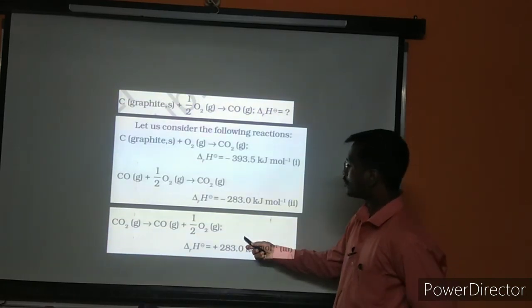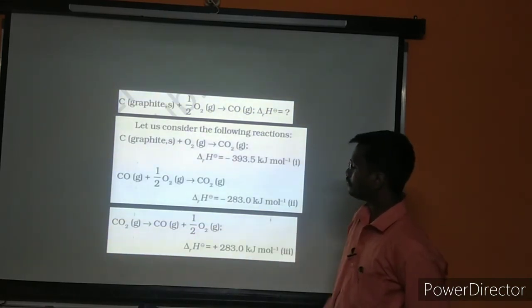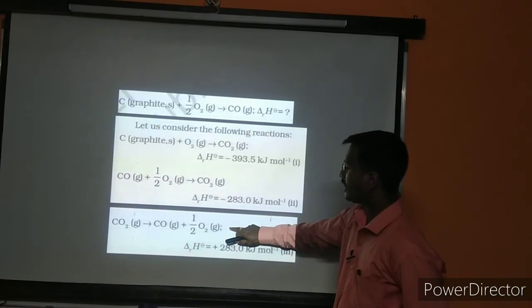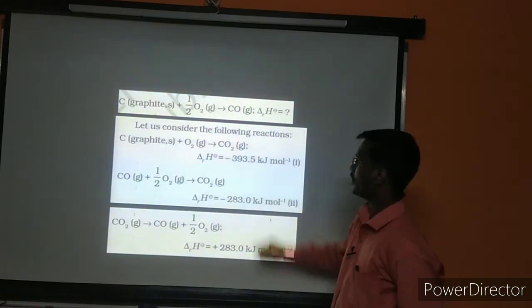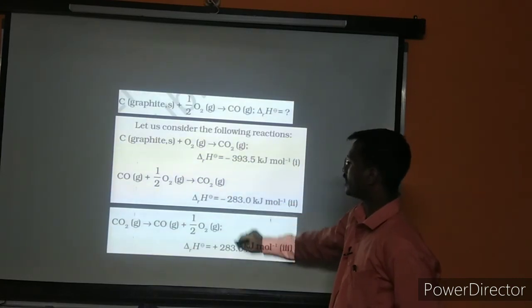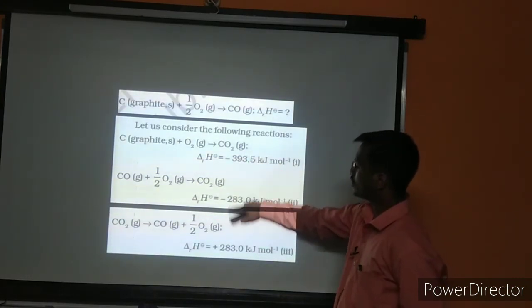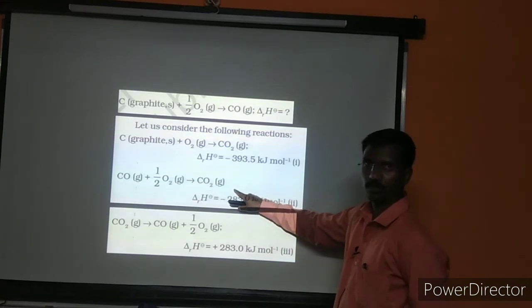Why we did this is just to add the final reaction, carbon dioxide, with the first one. First reaction, second reaction, and this is the third. So I got the third by reversing the second one, isn't it?